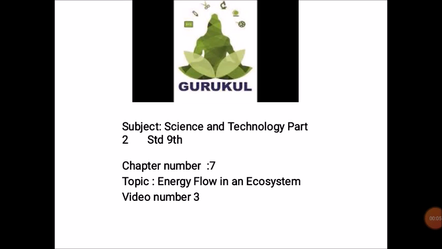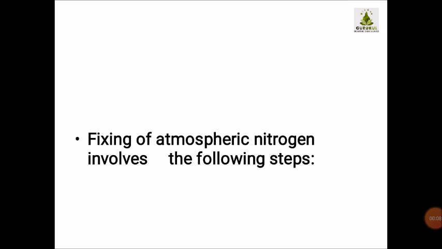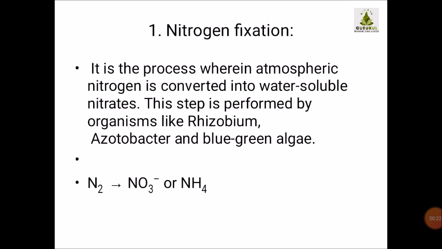Now we are going to study the next component, that is the fixing of atmospheric nitrogen and into how many steps it occurs. Okay, what are the steps in the fixing of atmospheric nitrogen? The first step is nitrogen fixation. Now see children, this is a little bit of a deeper stage, so just watch this video properly. In nitrogen fixation, atmospheric nitrogen is converted into water soluble nitrates. In this stage, atmospheric nitrogen is converted into nitrates.